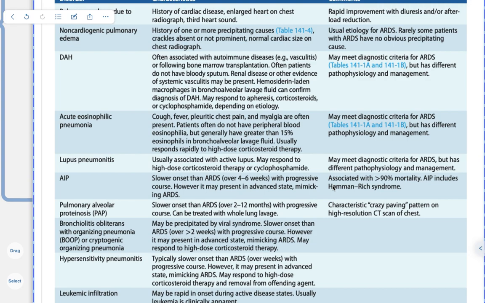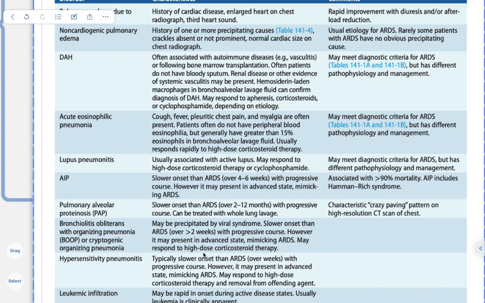Now, AIP in itself is associated with more than 90% mortality. It includes Hamman-Rich syndrome. Then we have pulmonary alveolar proteinosis. This has an even slower onset than AIP. That is, it takes approximately 2 to 12 months with progressive course, and it can be treated by whole lung lavage. Characteristically, you get a crazy paving pattern on HRCT.